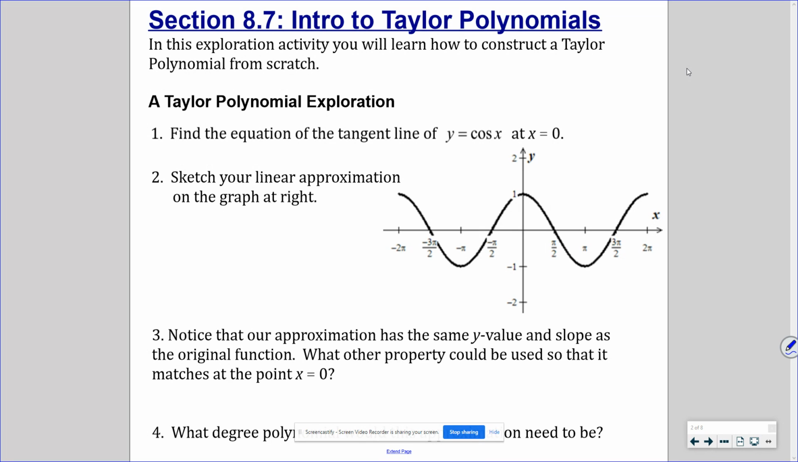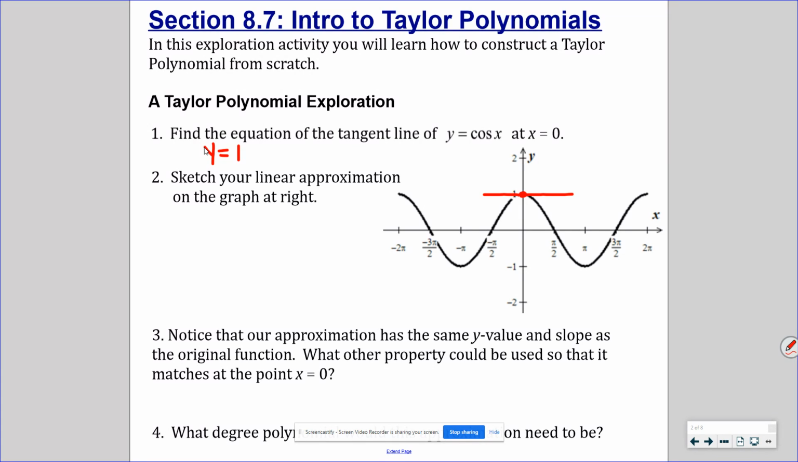We're going to do a step-by-step process to get into how a Taylor polynomial comes to be. Step one in our process is we're going to find the equation of the tangent line of cosine at x equals 0. So if we go to our cosine function, when x is 0, we are right here. I don't have to do anything fancy because I know the tangent line here would be horizontal. So to write the equation of the tangent line, I could simply say the equation would be y equals 1 because it's a horizontal line through 1. Sketch your linear approximation on the graph at the right.